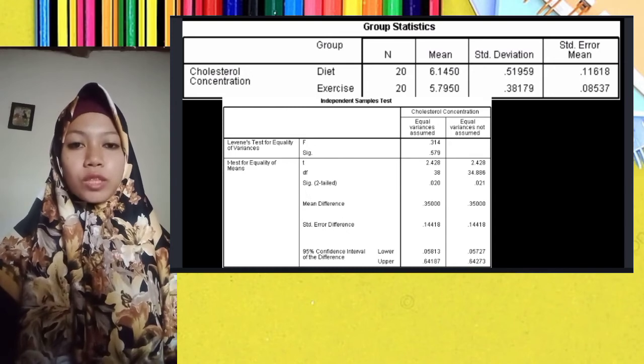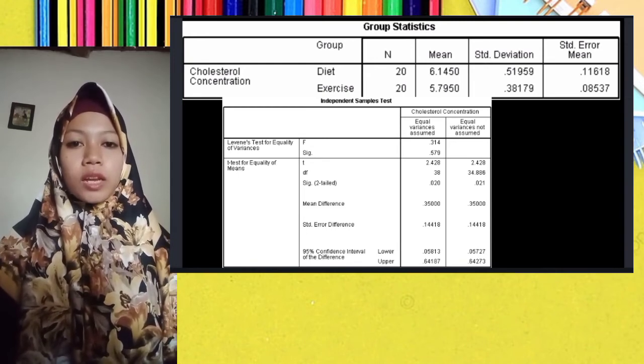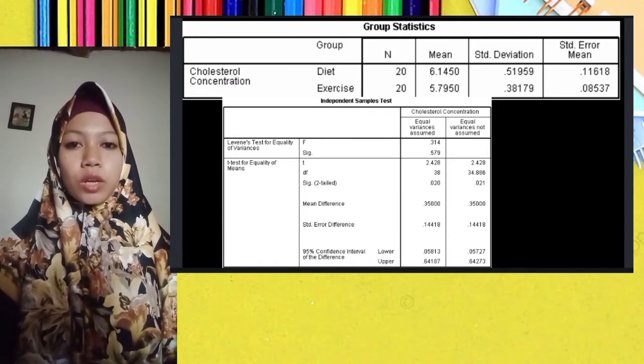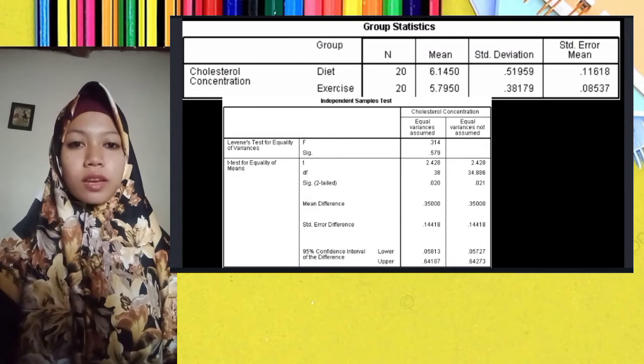Because the significant total is less than 0,05, that is 0,02. So we can see that those people who undertook the exercise trial had lower cholesterol levels at the end of the program than those who underwent a calorie-controlled diet.